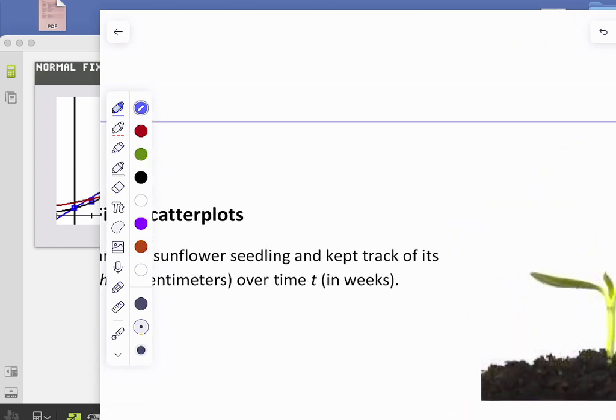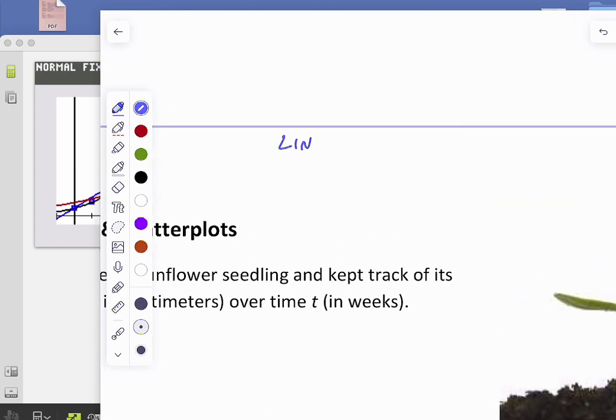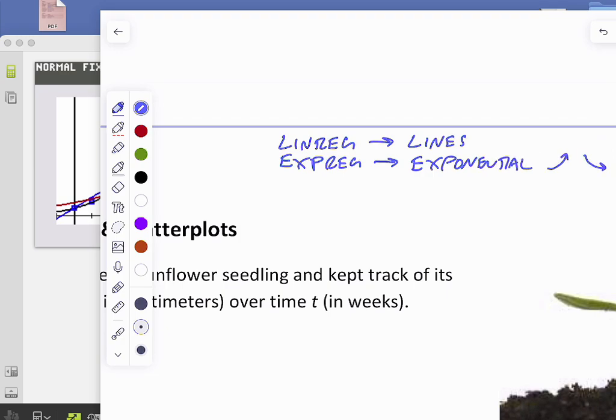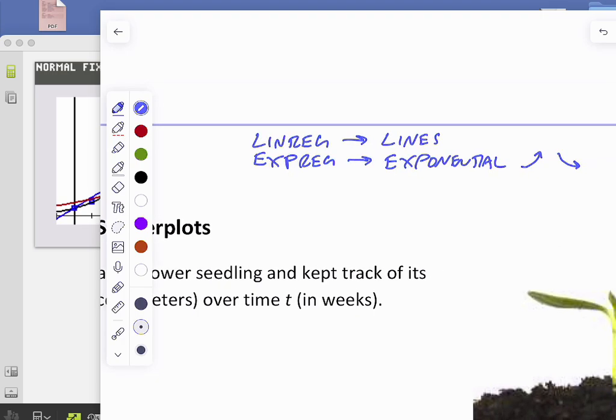Let's make a list at the top of the paper. Okay, lin reg, and there's two of them. That's lines. I shouldn't have to explain to people what lines are. Lines are straight. Exponential regression you might use, and that could be exponential growth or exponential decay. Quadratic regression you might use. I know they didn't ask you on this one.